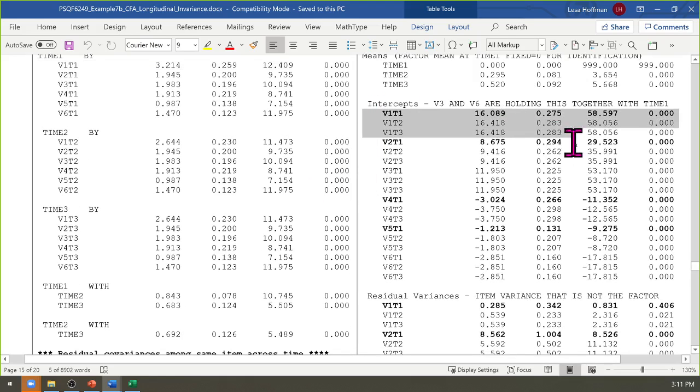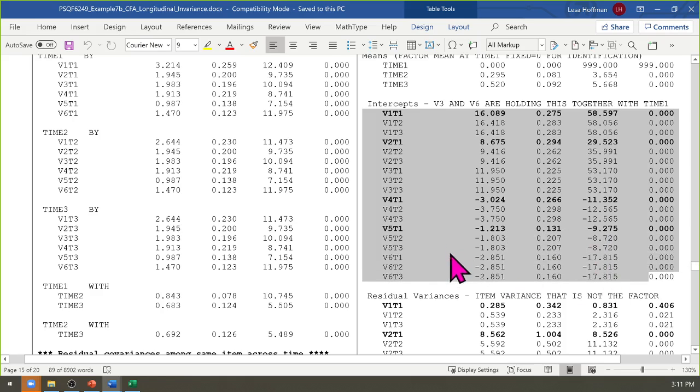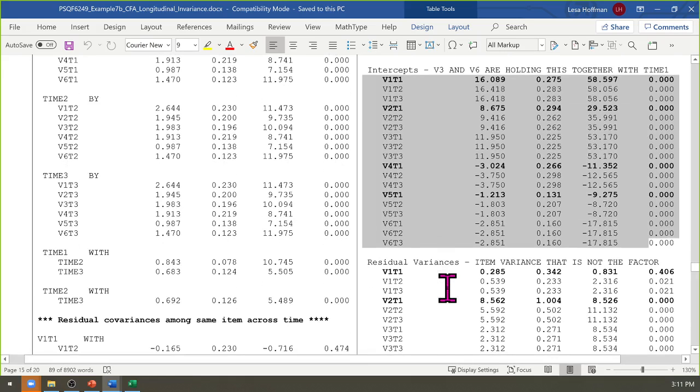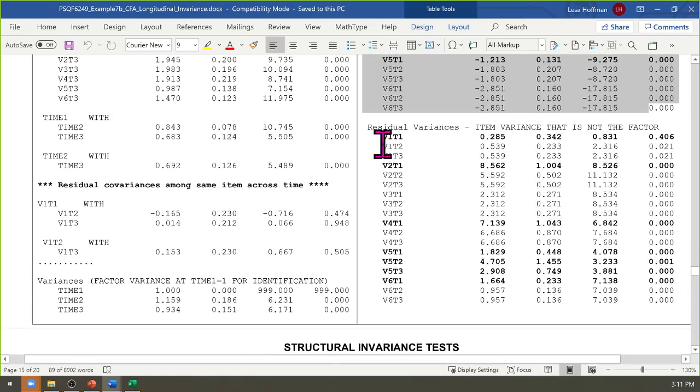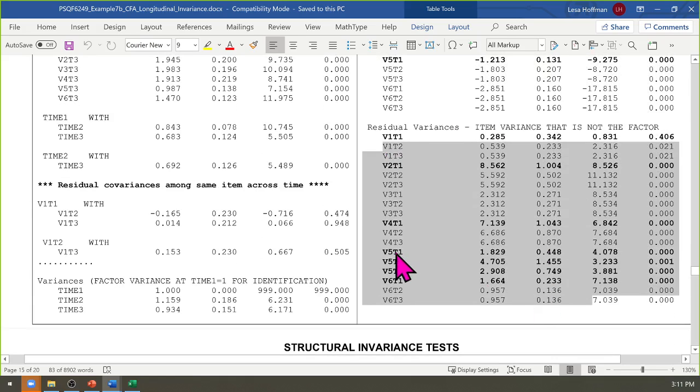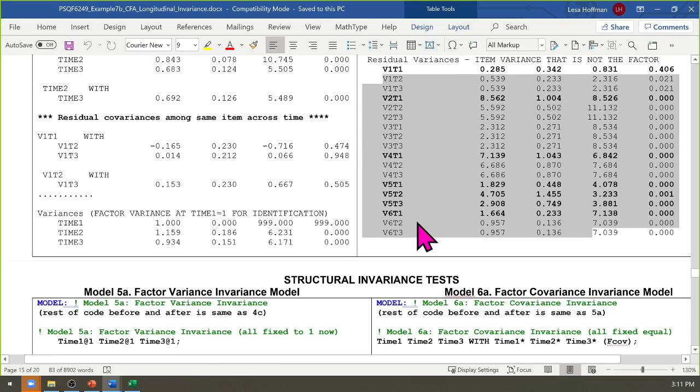With respect to mean differences in the factors, those hold together reasonably well across 2 and 3. Only 2 of the items hold together at time 1, and then there's some scattering of the factor variance being different, but who cares? Then we get to structural invariance.